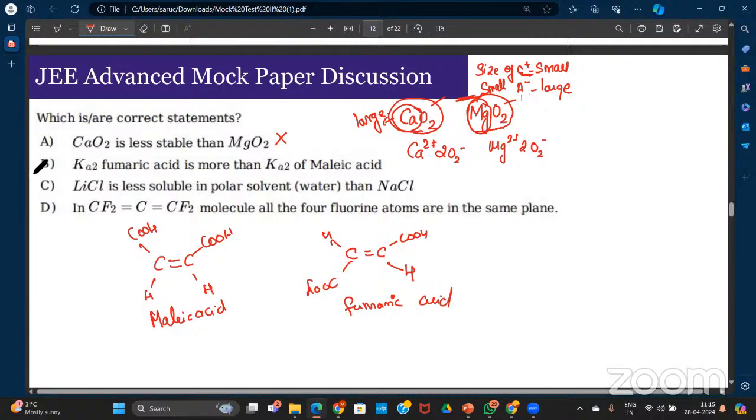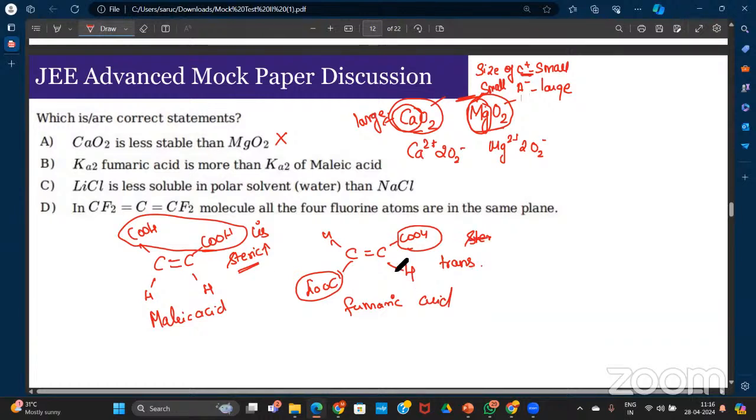Is it true? See here, the COOH is at the trans position. Therefore, here it is at the cis position. At the cis position there will be high steric repulsion, and this is going to be less stable. And here it is going to be more stable because the bulky groups are present on the opposite sides. So the Ka of which one will be more? What is Ka? Ka is nothing but the acidity.